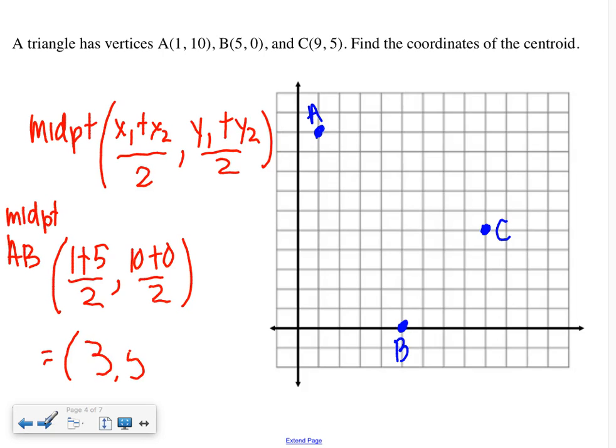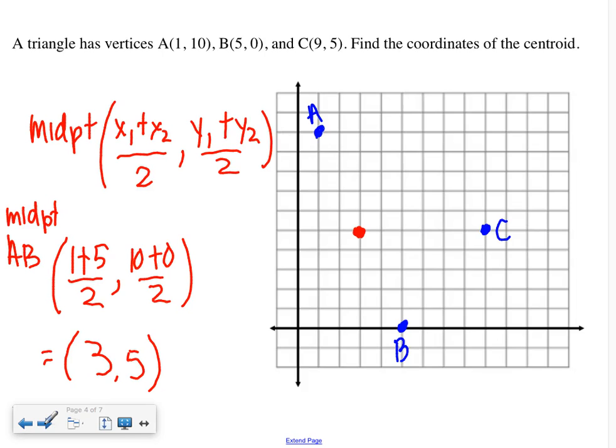Anyone? Want to second that? Perfect. So let's plot that point. So if you wanted, you could use the formula for the other two sides. But since we have a graph, can't we just count? Can we just count since we have a graph?